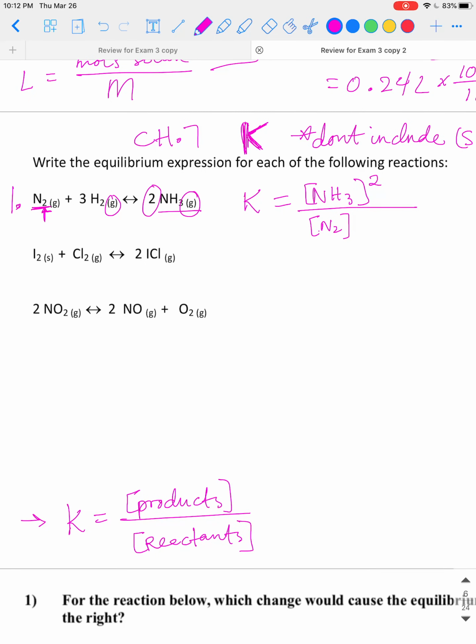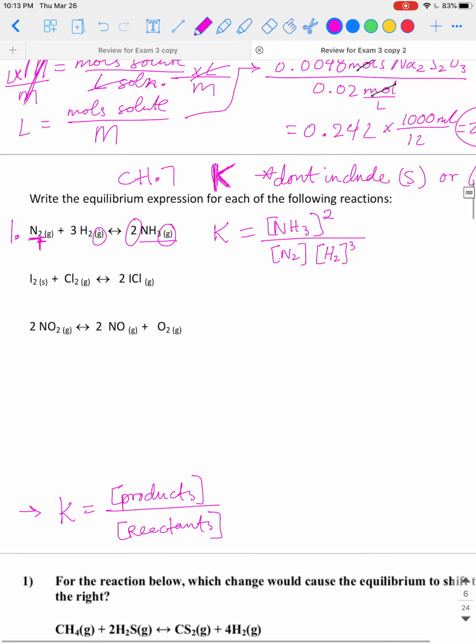We don't have a coefficient for nitrogen, so we don't raise it to the power of anything. Essentially, it's raised to the power of 1. But for hydrogen, H2, our coefficient is 3, so we raise it to the power of 3. The exponent here is 3. Okay, and that's it. That's the expression for K for number 1.